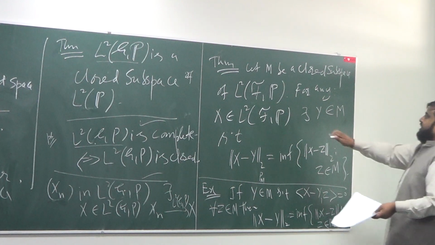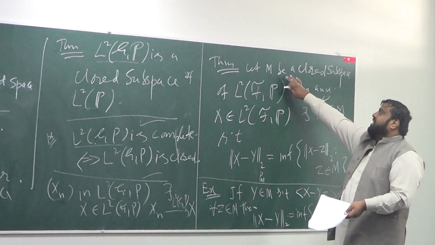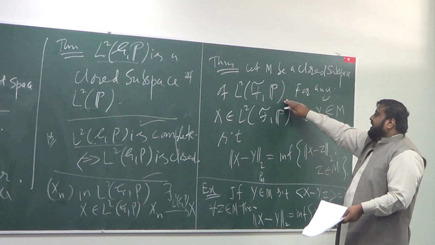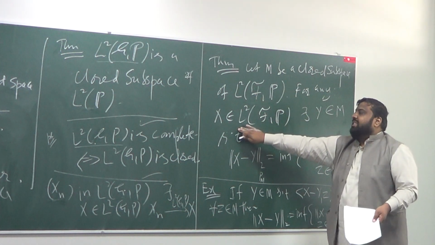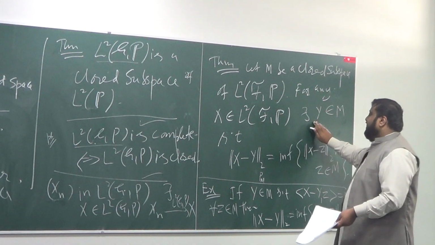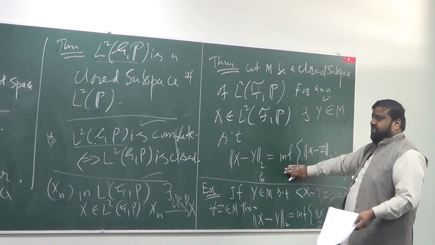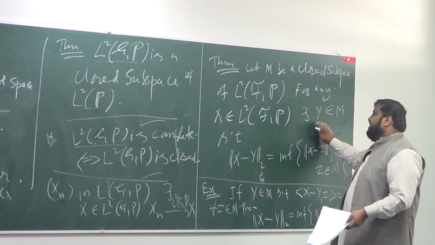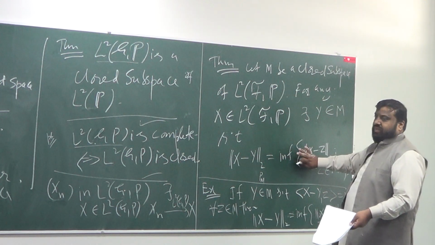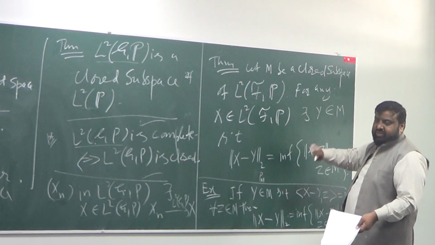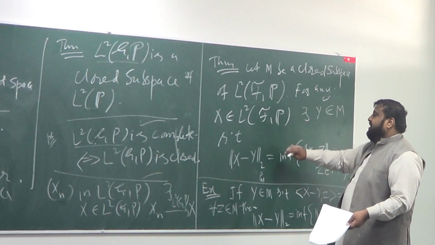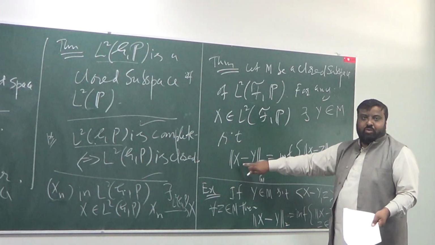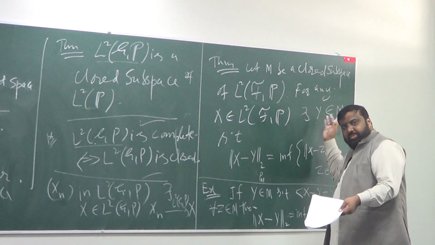is this. This statement is telling you that if you have a closed subspace in a Hilbert space, then for any point x, you can find a y that satisfies this condition. You can always do that. So that's one result. This y is going to minimize the distance between the point x and the space M.